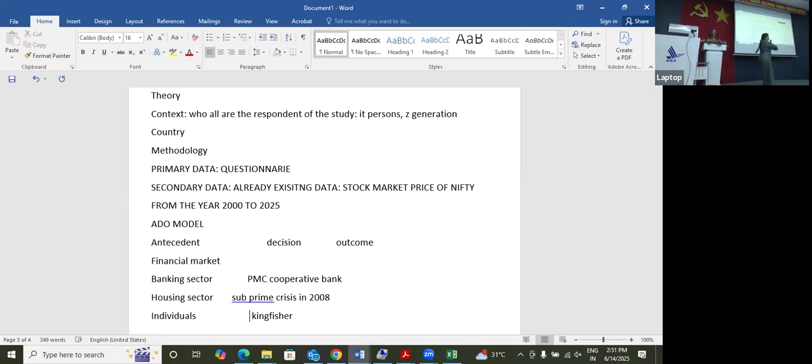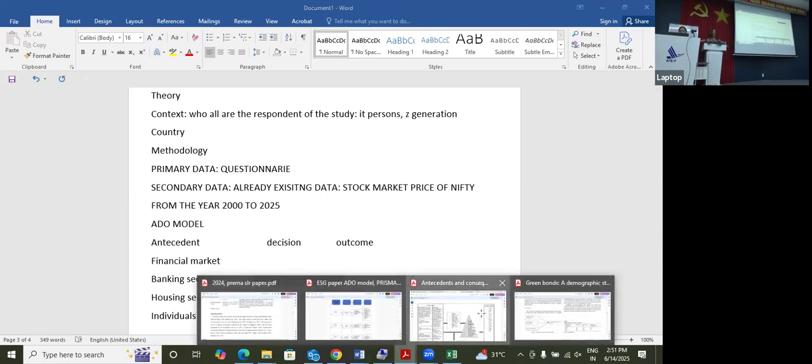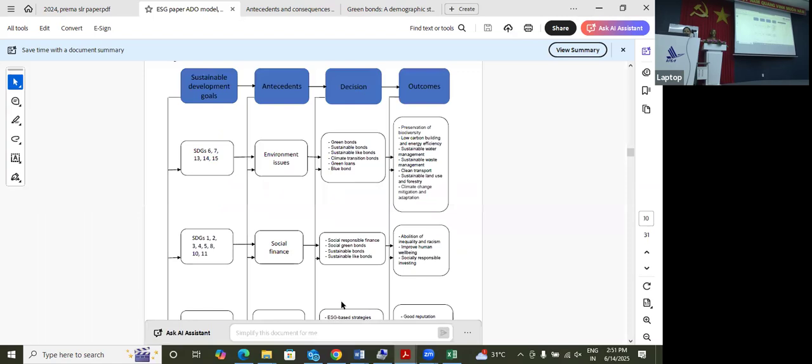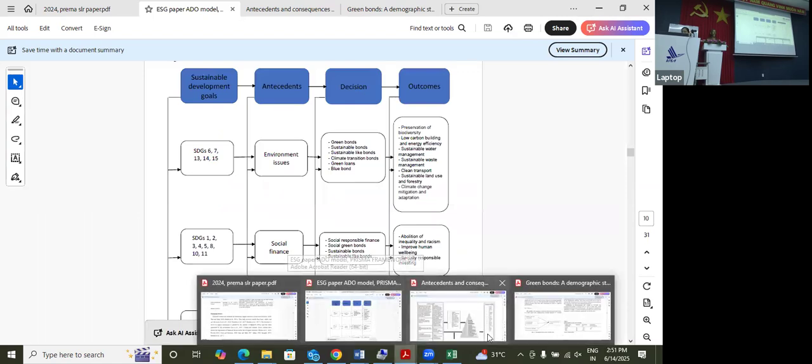So this is one way you can make the ADO model, or this is another way you can make the model like this: mediators, moderators, antecedents, and this is the outcome. So this is one way of doing it, or you can do it like this, the one that I follow. Is it clear to you?